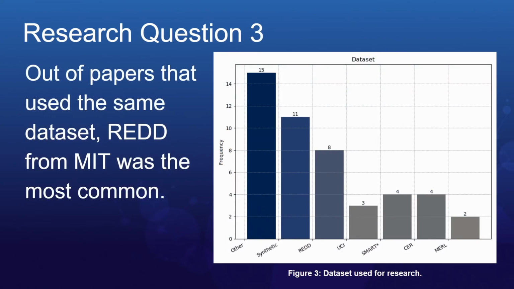Now question 3 was quite easy to answer. What datasets are used to study differential privacy applied to smart meters? Most papers would reference a dataset that only they referenced and no other papers referenced. Second most common was synthetic datasets instead of real-world data. But in terms of the repeated real-world datasets, the REDD dataset from MIT was by far the most common.